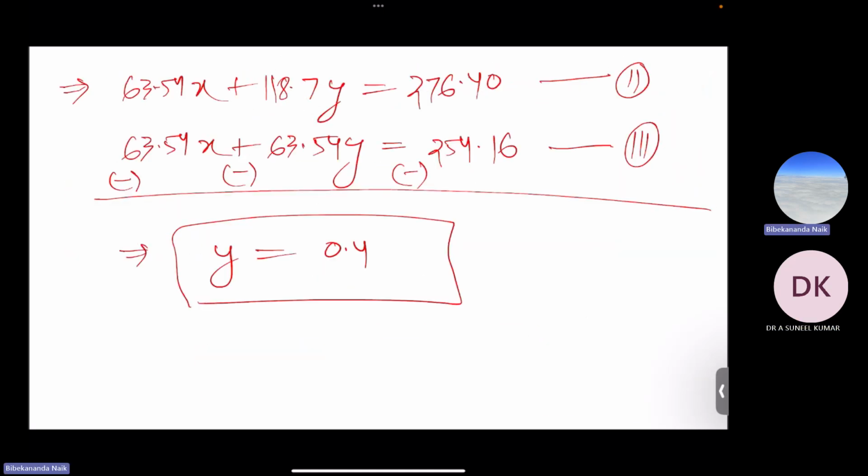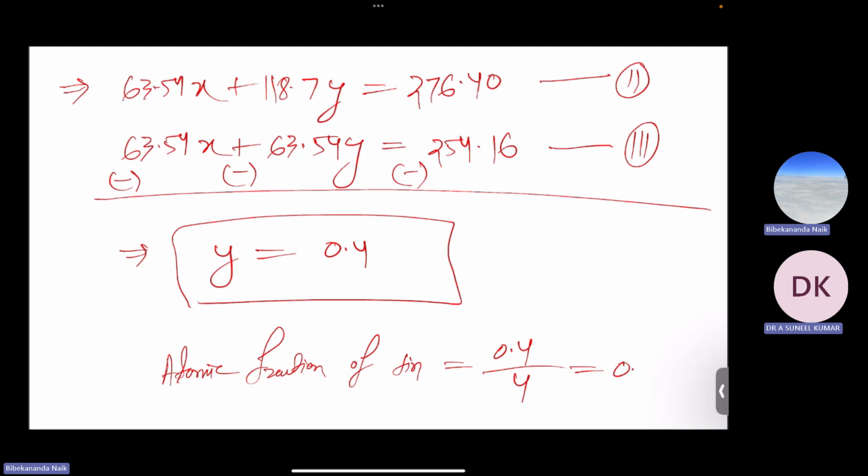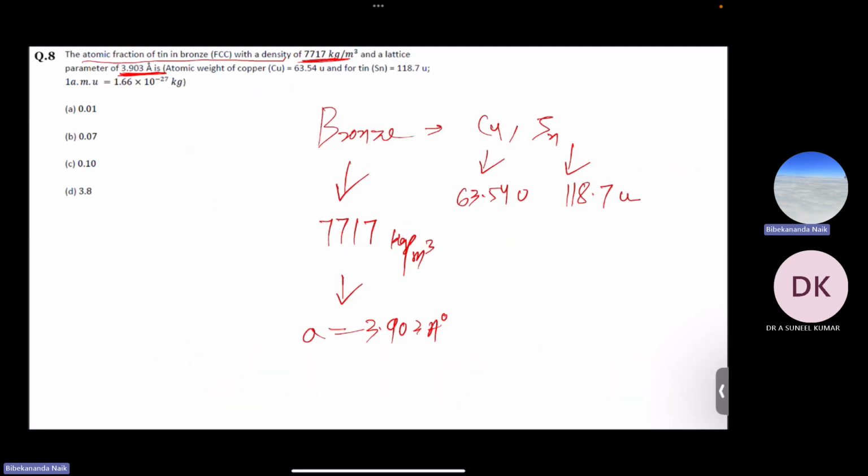So the atomic fraction of tin is 0.4 by 4, that is 0.1. So out of the 4 atoms, 0.1 contributions come from tin and the remaining 3.6 contributions come from copper. So the correct option will be option C, that is 0.10.